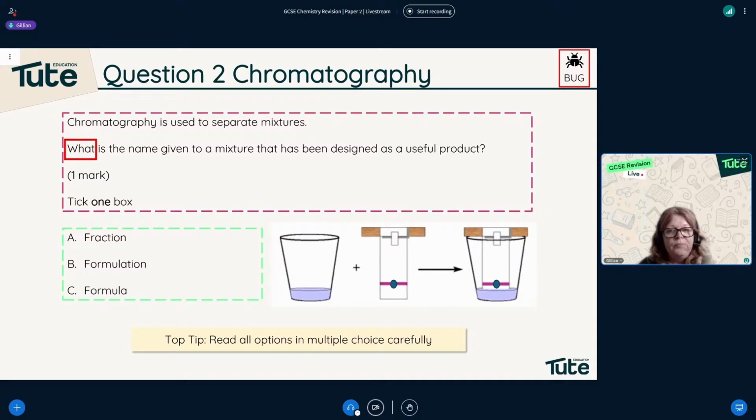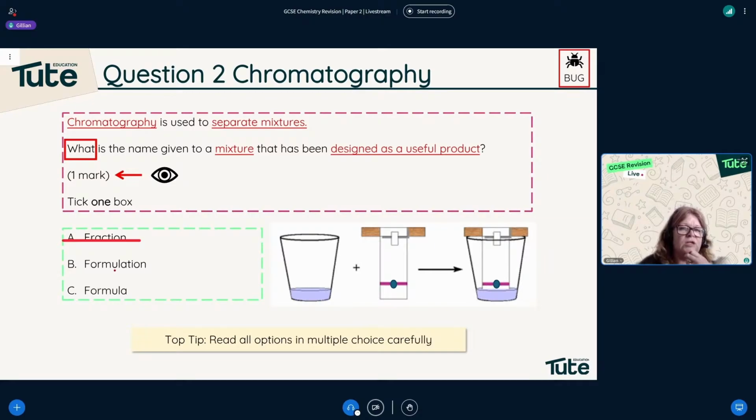So let's use our book. What is the name given to a mixture that has been designed as a useful product? So we need to tick one box because it is a 1 mark question. So let's have a look at our options. So we've got fraction. So fraction is a word that you should know from the organic chemistry units, and it is to do with fractional distillation. And a fraction is just different parts of the original mixture of crude oil called fractions, and the substances in each fraction have got similar boiling points to each other. So let's rule out fraction because it can't possibly be that.